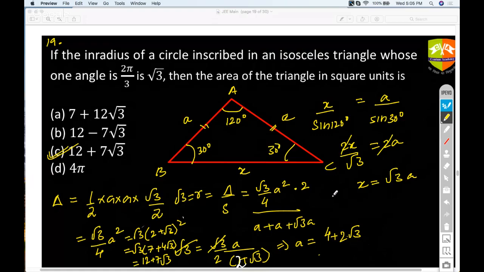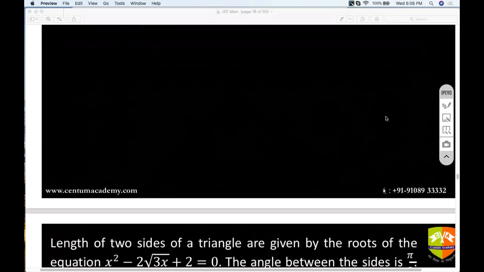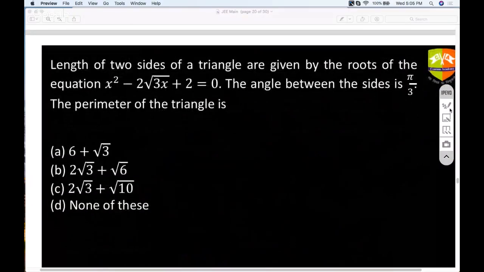Is that fine? Guys, nobody is answering. That means you are very underconfident about this chapter. So needs much practice in this.